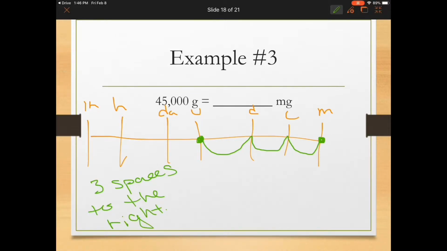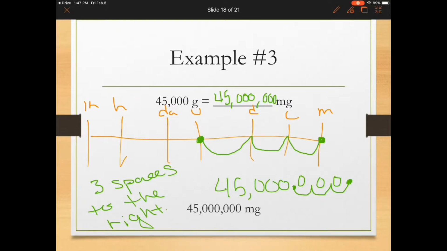All right. So now I have to move my decimal, which right now it's at the very end. I have to move it 3 more spaces to the right. So I've got 1, 2, 3. Decimal there, add some zeros. This means my answer is 45 million milligrams. Is that right? Of course it is.